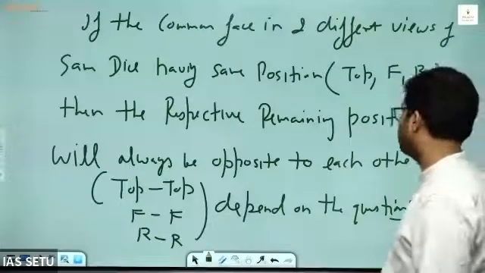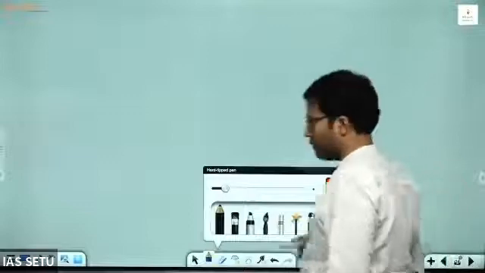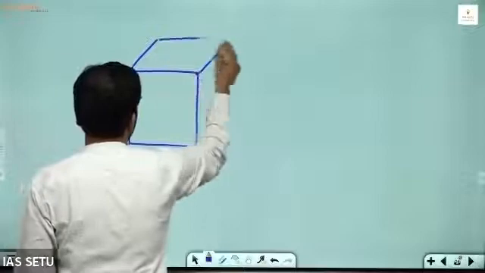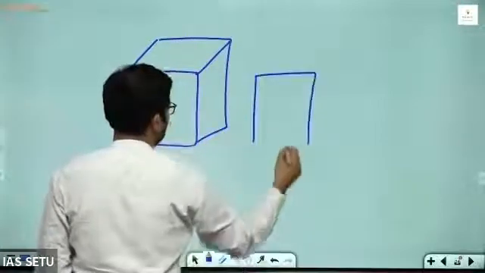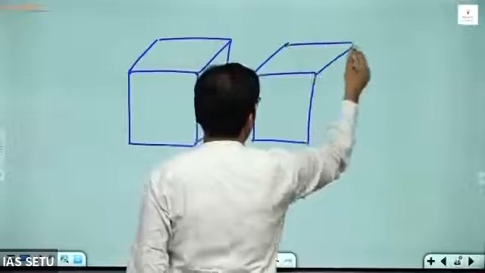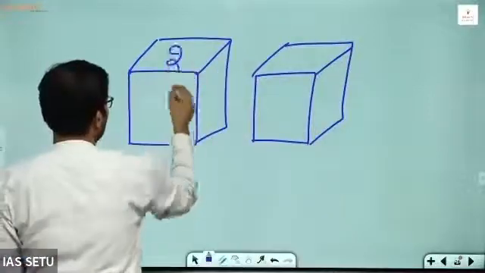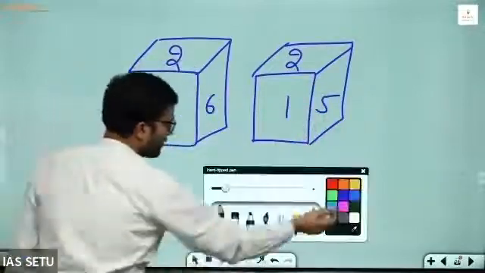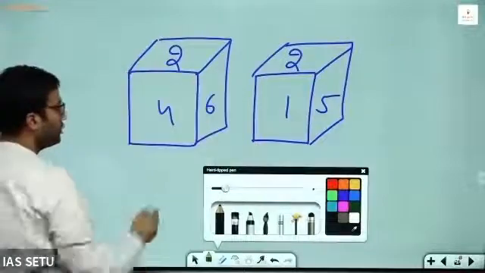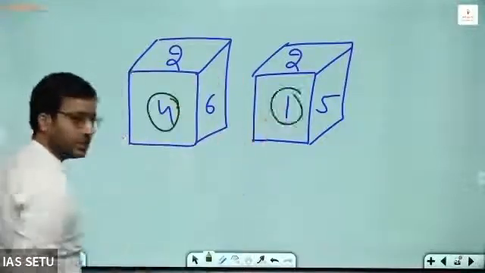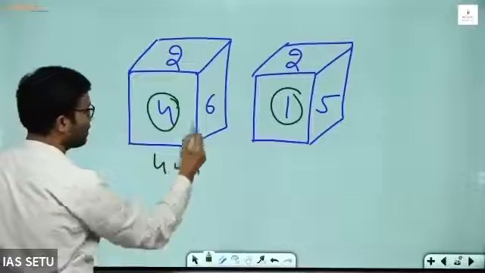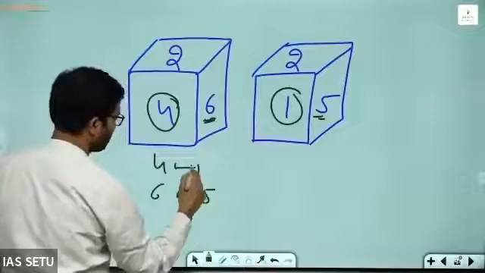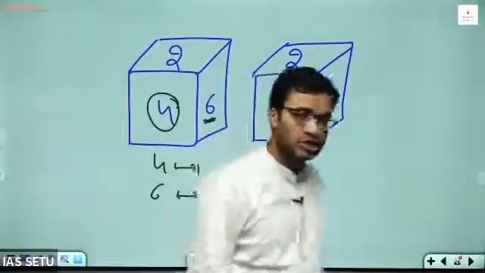I tell you how come. Let me take 2 examples. 2, 4, 6, 2, 1, 5. So can I say, since 2 is having same position, so here front face opposite of front, so 4 is opposite of 1. Right face opposite of right, so 6 is opposite of 5 without any doubt. कोई चक्कर ही नहीं है.